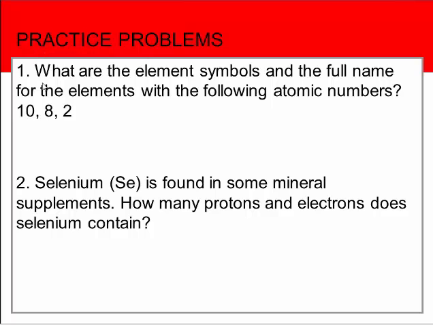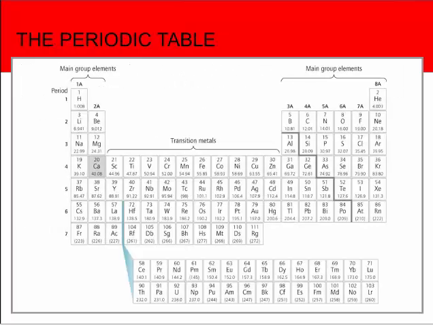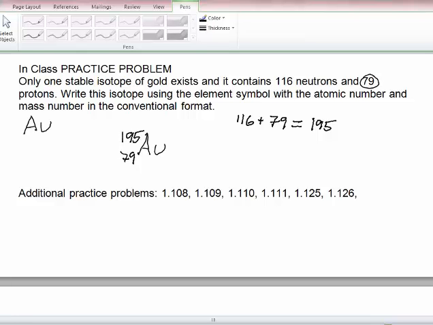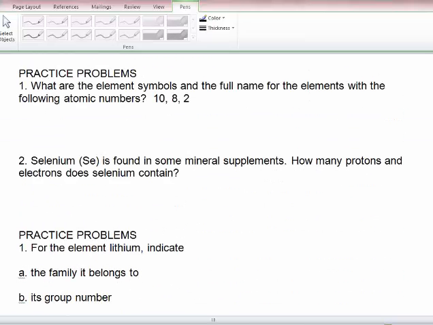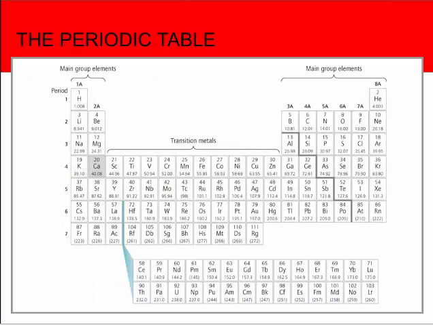So some practice problems. What are the element symbols and the full name for the elements with the following atomic numbers? 10, 8, and 2. So let's go backwards first and find that problem here on our Word document. So what is the full name for the elements with the following atomic numbers? 10, 8, and 2.